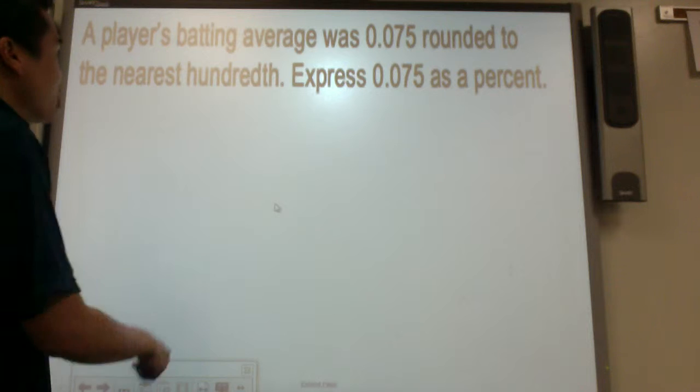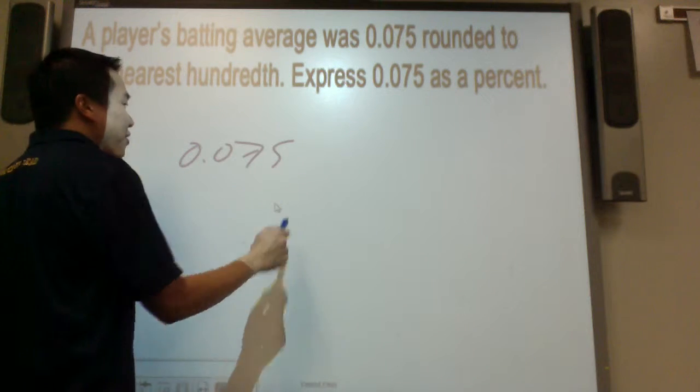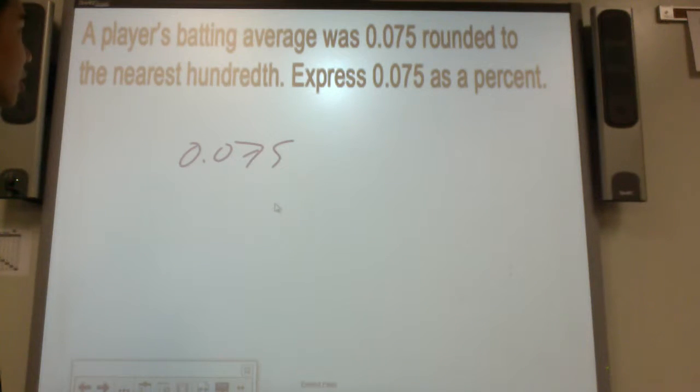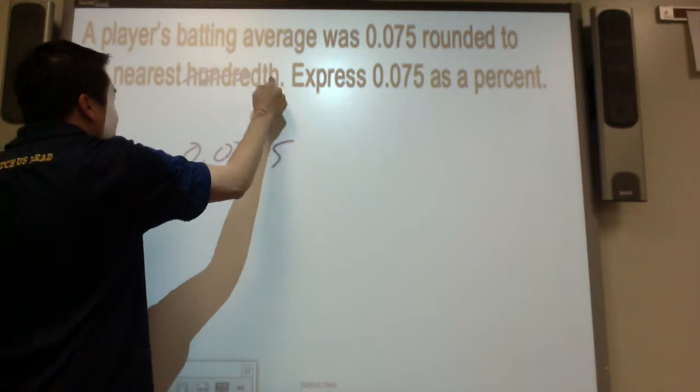A player's batting average was 75 thousandths, rounded to the nearest. Ooh, I need to change that. Rounded to the nearest thousandths.